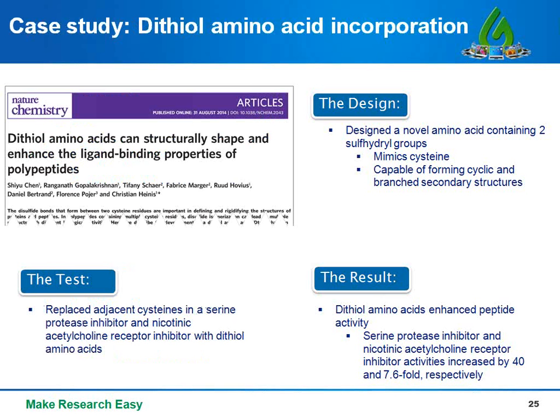The dithiol amino acids were tested by incorporation into inhibitor peptides designed for a serine protease involved in tumor growth and an acetylcholine receptor. The result was that the dithiol amino acids increased peptide activity by 7.6-fold for the acetylcholine receptor inhibitor and 40-fold for the serine protease inhibitor when compared to the same peptide sequences containing natural cysteines.